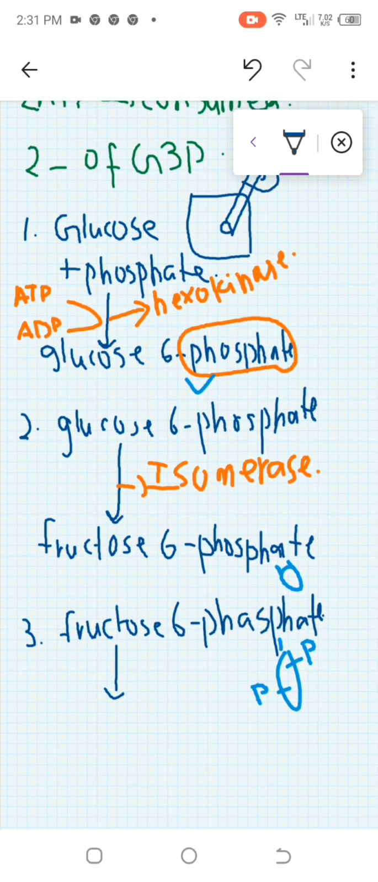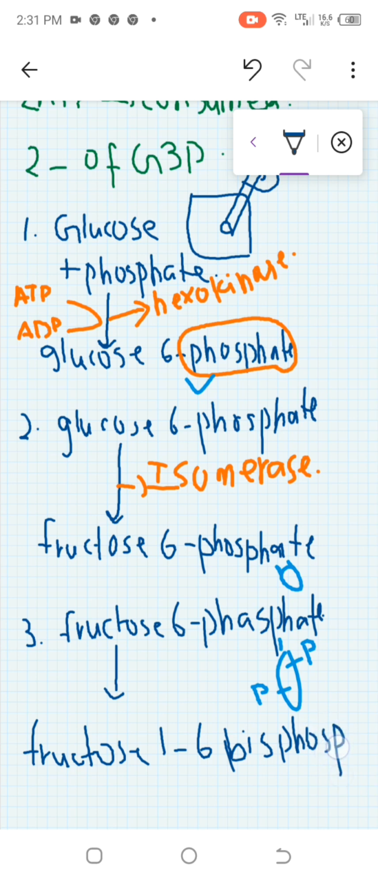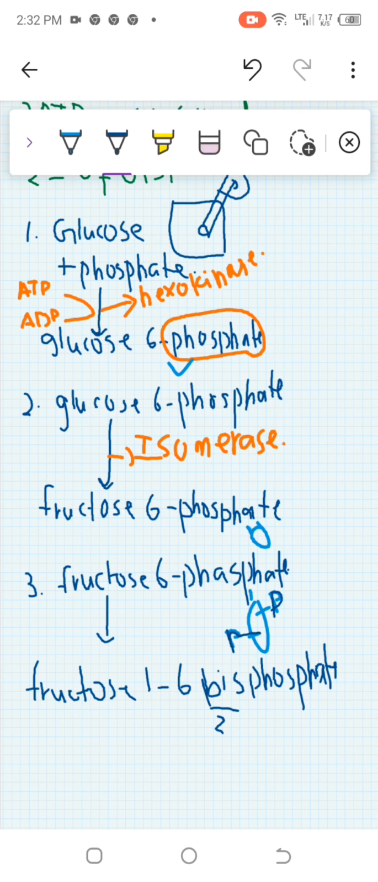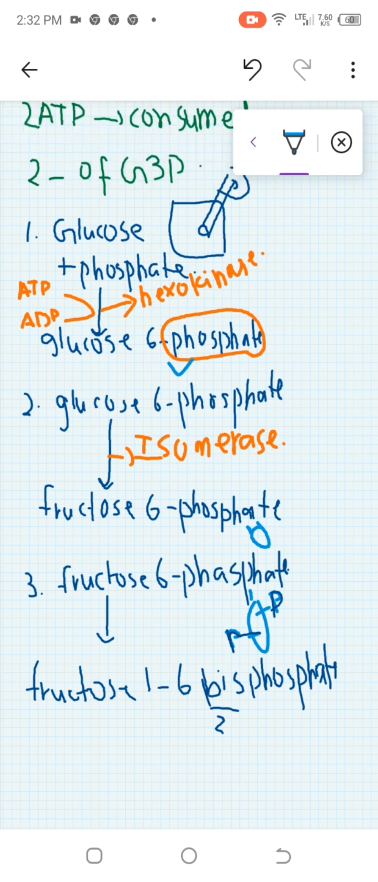So how are we going to do this? We are going to convert this fructose. It will be 1,6 bisphosphate, because on the first carbon a phosphate will attach and we have attached another phosphate. So bis means 2. So 1,6 bisphosphate. Okay, another phosphate is being attached. Now here no enzyme is used, or I can't remember the name of that enzyme.